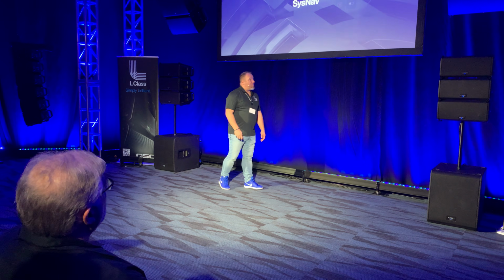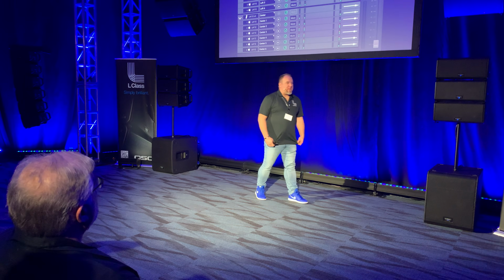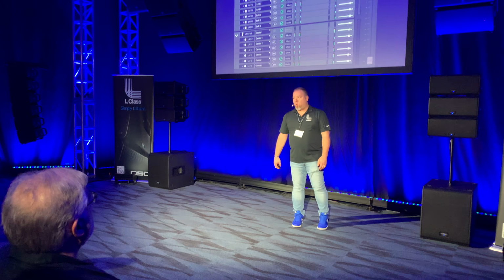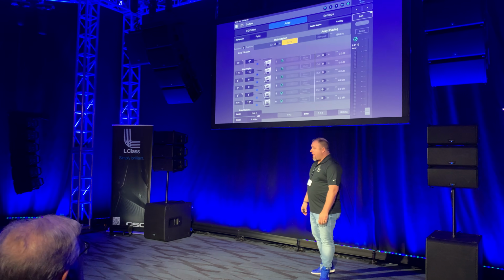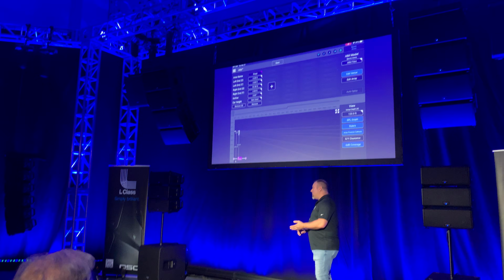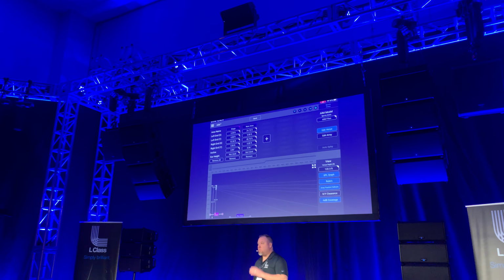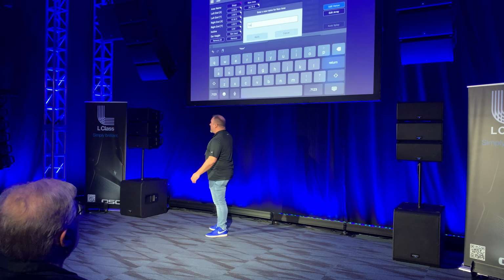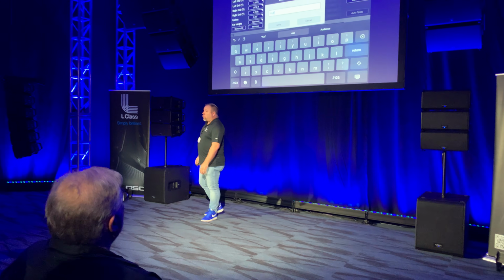And speaking of SysNav, this is a little preview of what SysNav looks like. This is all of your real-time reporting and telemetry. You can see exactly what is happening with your rig, your limit indicators, your clipping indicators, any sort of fault issues. There won't be any fault issues, right? And of course, predictive software deployment.